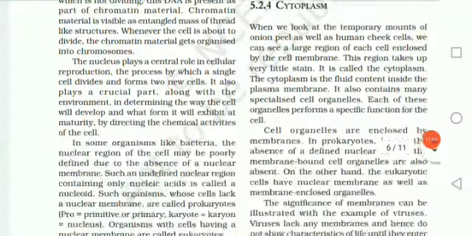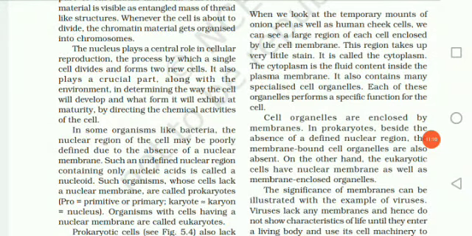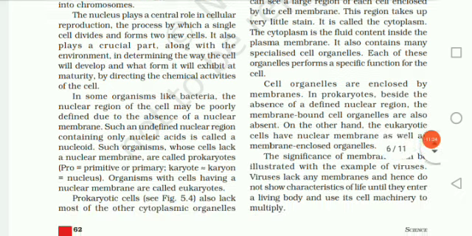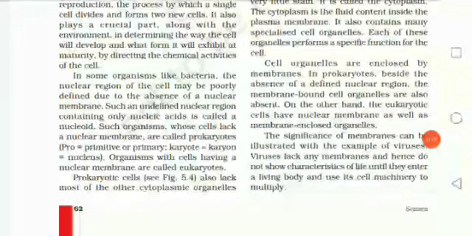eukaryotes. Okay, then we have the cytoplasm. What is cytoplasm? It is a jelly-like substance wherein chemical reactions take place, and which holds all the organelles. Each of the organelles performs specific functions, and all the organelles are enclosed by membranes. In prokaryotes, there is an absence of a defined nuclear region, so the membrane-bound cell organelles are also absent. On the other hand, in the eukaryotic cell, the nuclear membrane as well as all the organelles are present.